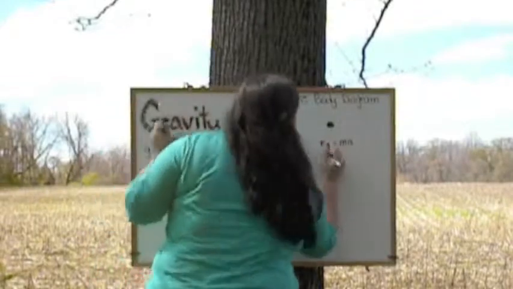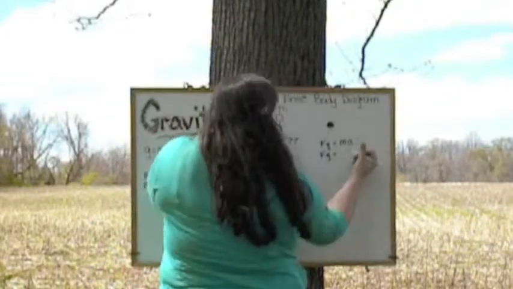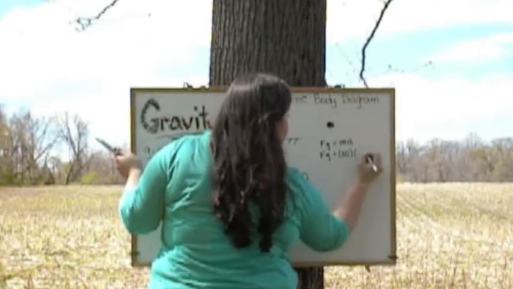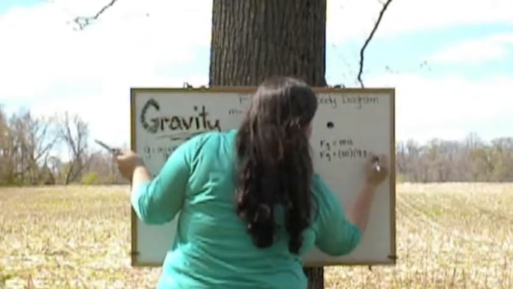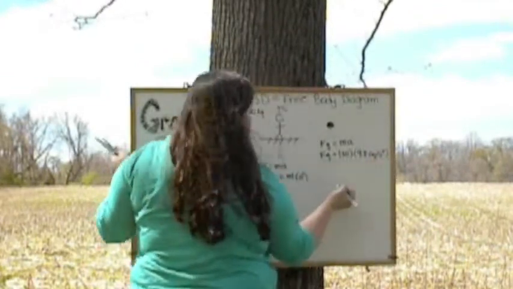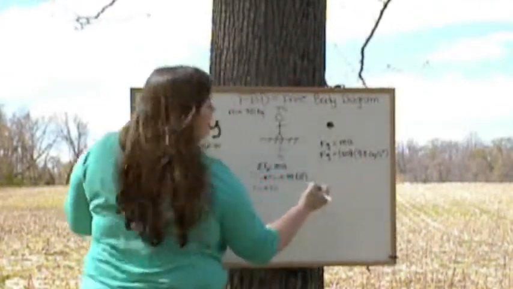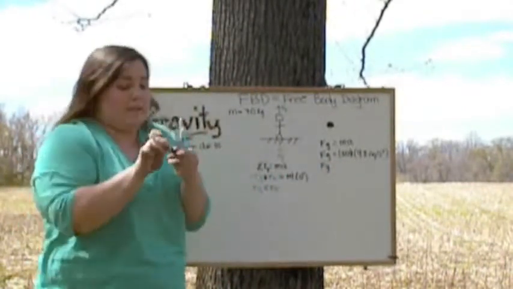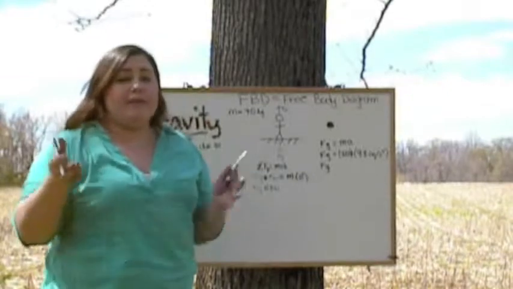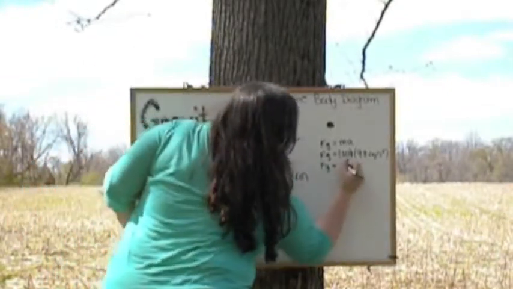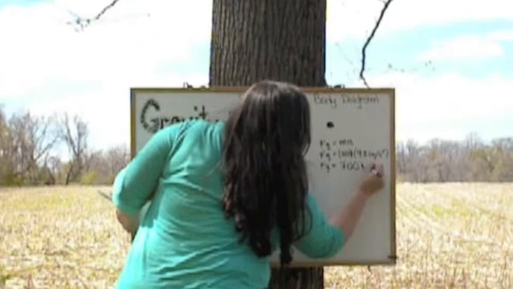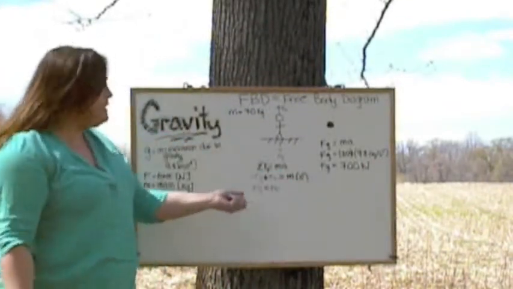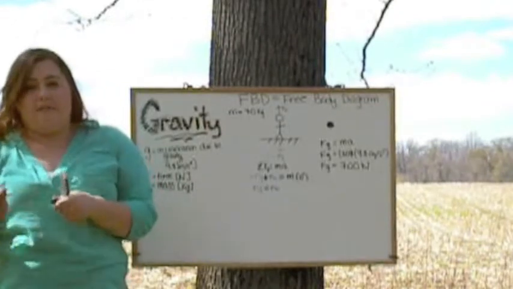So, Fg equals the mass of the person, which is 70 kilograms, times an acceleration of 9.8 meters per second squared. To make this easy, because I don't have a calculator, we're just going to say 9.8 is 10. So here we have a force of gravity of 700 newtons. That is also what the normal force is equal to, because we solved that Fg equals Fn.